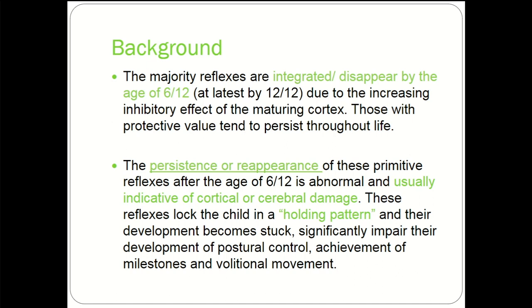Those with a protective value tend to persist throughout life. The persistence or the reappearance of these primitive reflexes after the age of 6 months is abnormal and usually indicative of cortical or cerebral damage. These reflexes lock the child in a holding pattern and development becomes stuck, significantly impairing the development of posture control, achievement of milestones, and volitional movement.